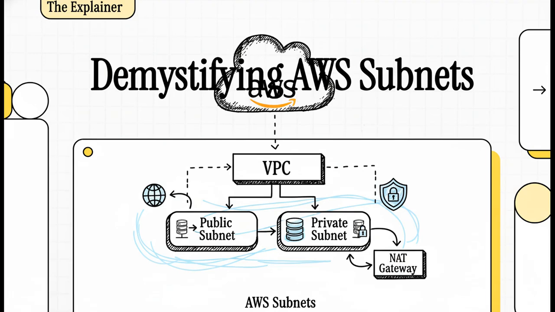All right, welcome to the Explainer. Today, we are going to tackle something that is absolutely fundamental to cloud networking. We're talking about AWS Subnets.